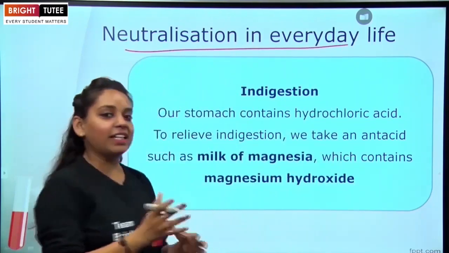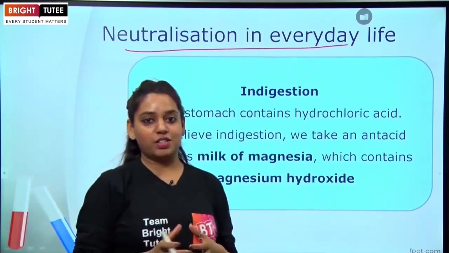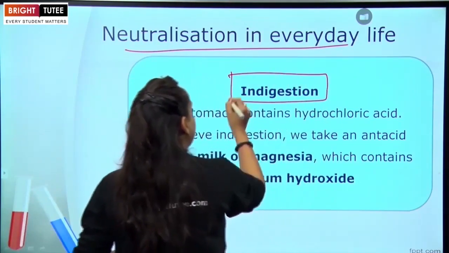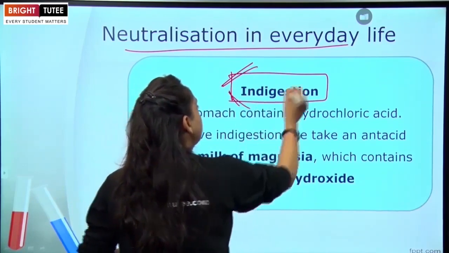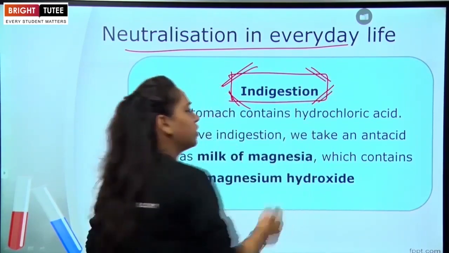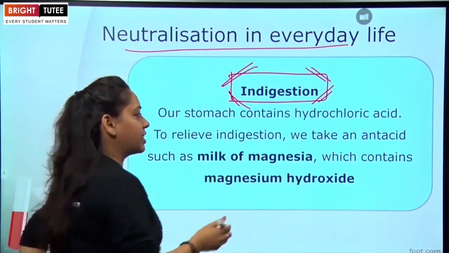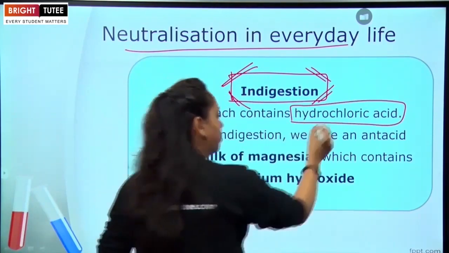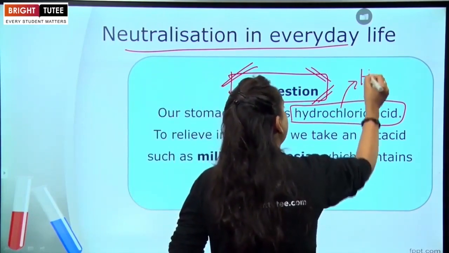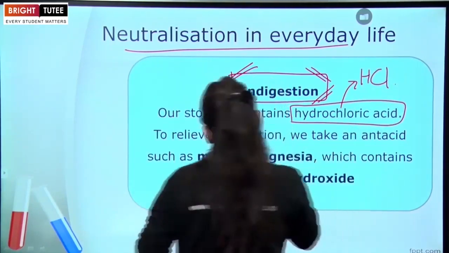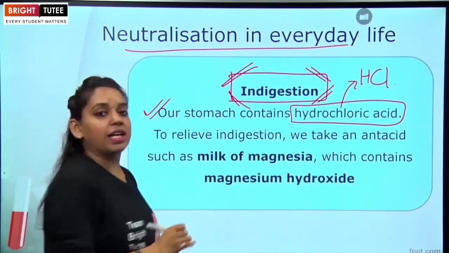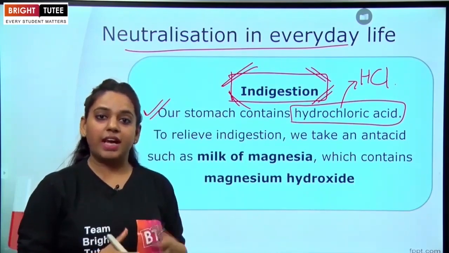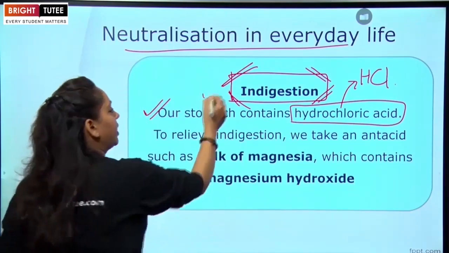And the first area of life where you see neutralization most often is when you are suffering from indigestion, right children? Do you know that your stomach also produces an acid which is hydrochloric acid, and what is its chemical formula? It is written as HCl. So students, your stomach produces HCl in order to digest the food, but when this acid is released in excess, you suffer indigestion.